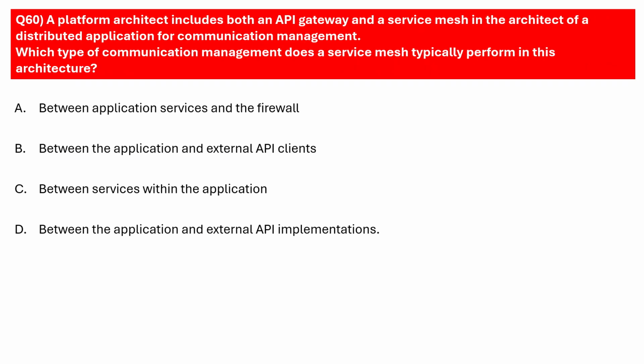Q60. A platform architect includes both an API gateway and a service mesh in the architecture of a distributed application for communication management. Which type of communication management does a service mesh typically perform in this architecture? A. Between application services and the firewall. B. Between the application and external API clients. C. Between services within the application. D. Between the application and external API implementations.